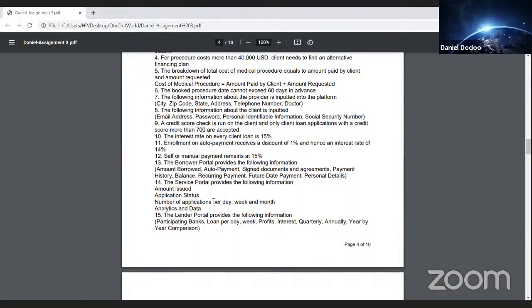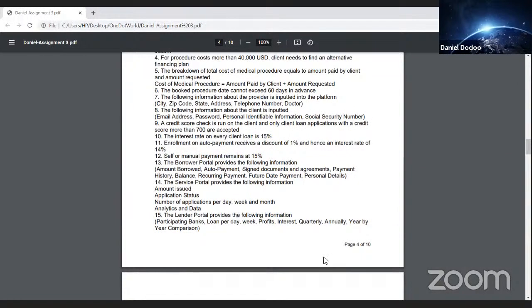We move on to the very last requirement on my list here. The lender portal provides the following information: the participating banks, the loans per day, per week, profits, interest. We look at quarterly, annually. All this information is being gathered in our lenders portal.